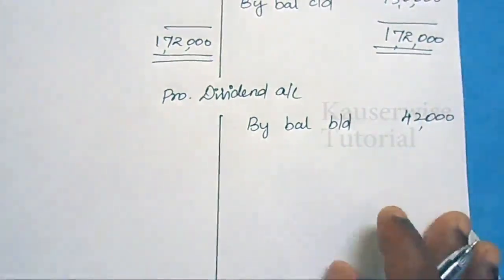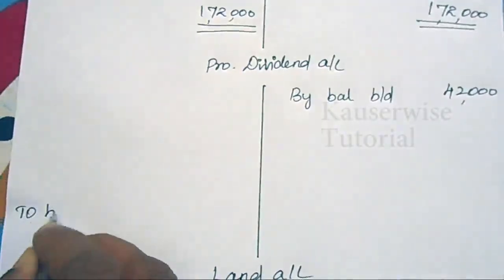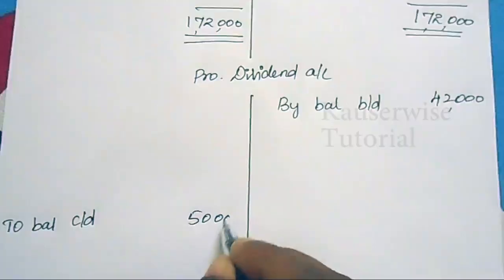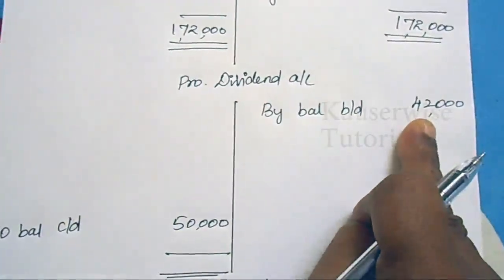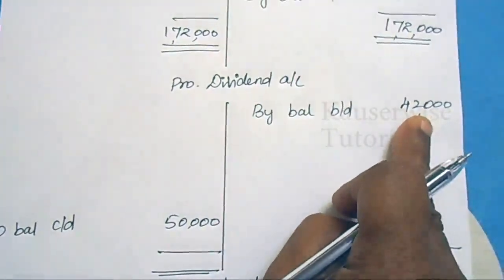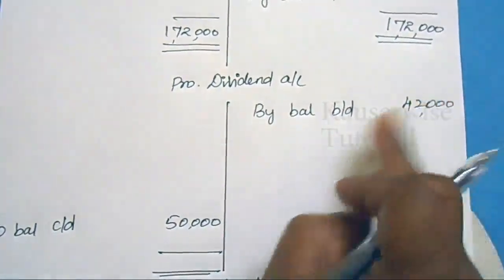42,000. Closing value, debit side. To balance, carry down. How much? 50,000. The opening balance will be considered as last year you have made provision to declare dividend. Current year you have paid this amount, declared this amount.